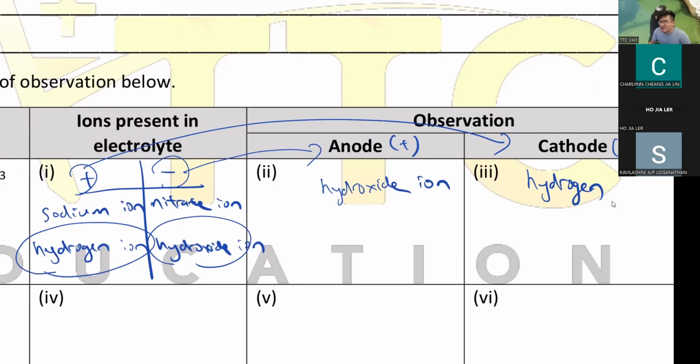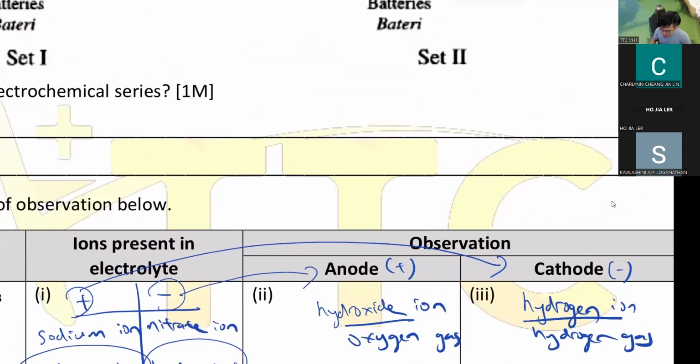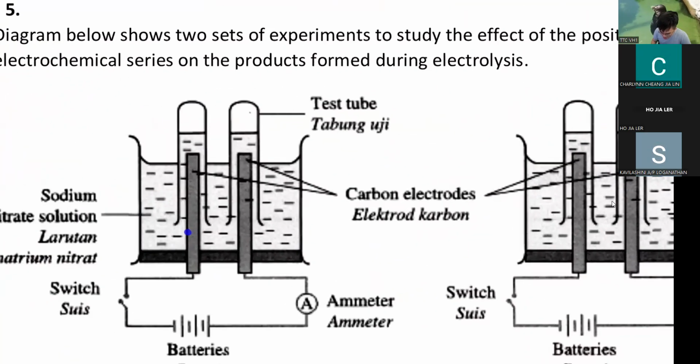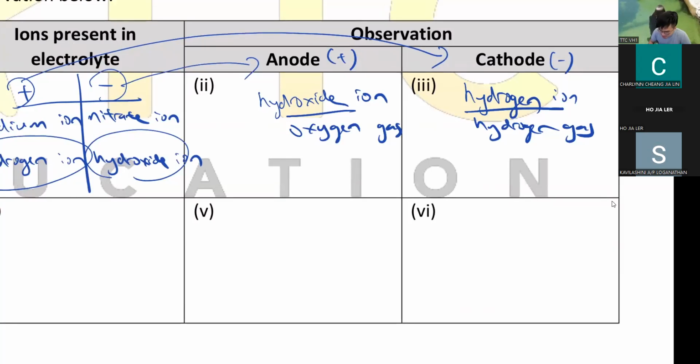I'll give you a hint here. It's a gas. Yes, it turns into oxygen gas. Hydrogen ion will turn into hydrogen gas. But this is still not the answer, because you cannot see oxygen, you cannot see hydrogen. They are transparent. So what do you see instead? What do you see when you have gas in water? Yes, bubbles. This is the true answer.